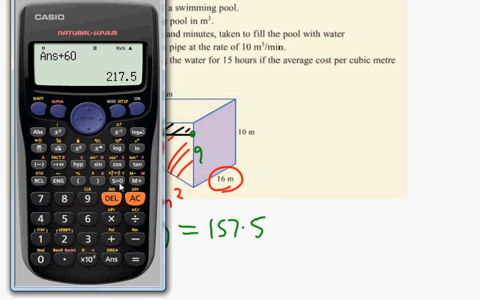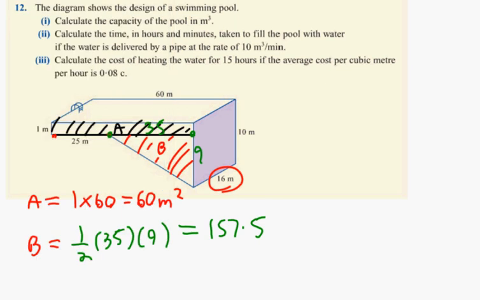What do I need to multiply that by now? By the 16 to get the depth. My capacity is 3,480 meters cubed. 3480 meters cubed. Okay.